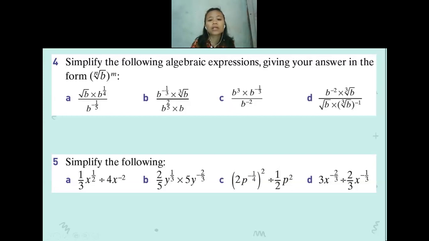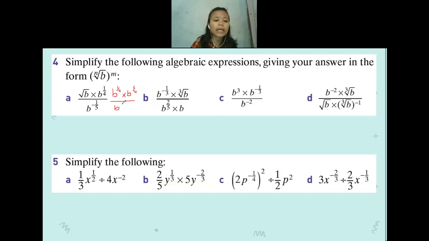So now when we have a square root of b, we can write it as b to the power of how many? Square root of b, it will be b to the power of 1/2. So we make it as b to the power of a half times b to the power of 1/4 divided by b to the power of negative 1/5.